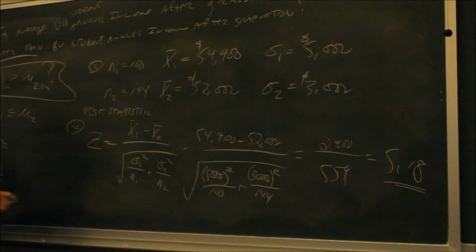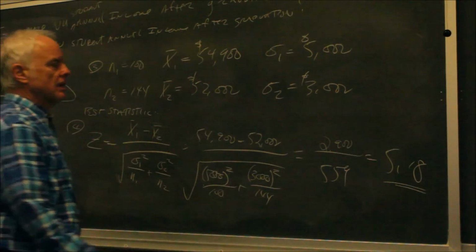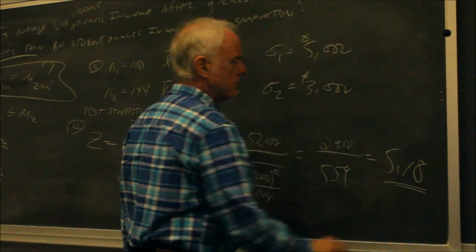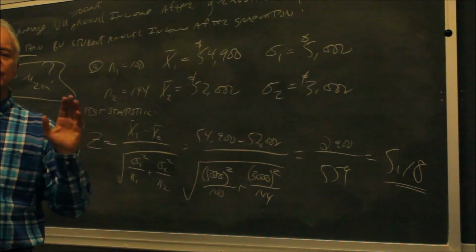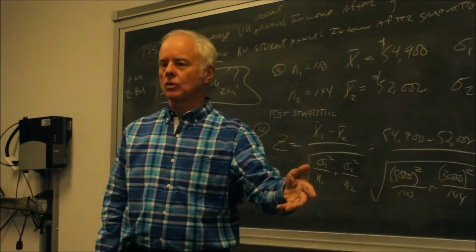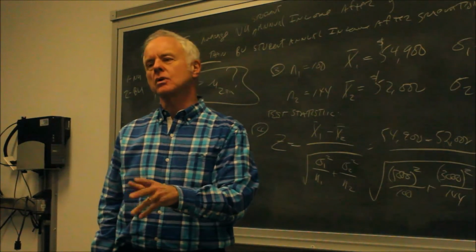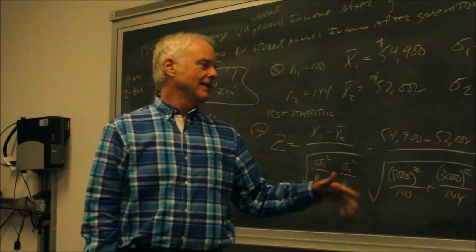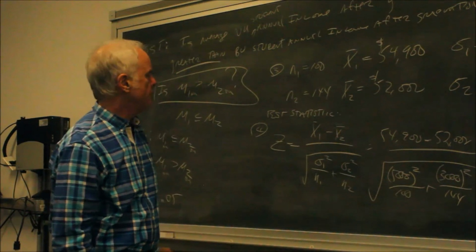Do you want us going out 4 places on this? Well, does it matter? Usually in the test statistic, we only go out 2. And the reason is because the Z table only goes out to 2, and the T table goes out 2 or 3. Yeah. 2's fine on the test statistic.